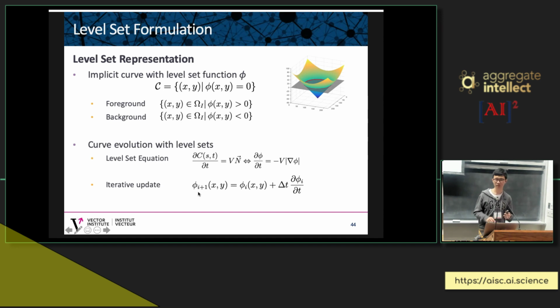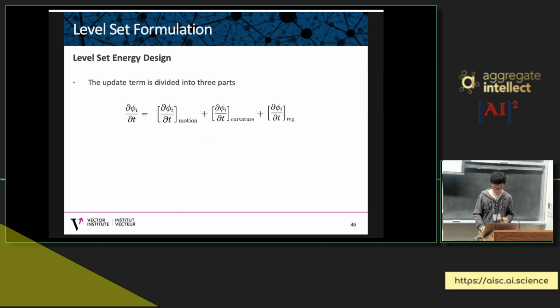That is, given the current level set function phi subscript i, we can predict the partial phi over partial t, which is how the level set will change. And then we can iteratively update it for t steps, and then we get the final evolved contours. So let's take a detailed look at the update terms. The update terms are actually the level set energy. That is the rule for how the curve should evolve.